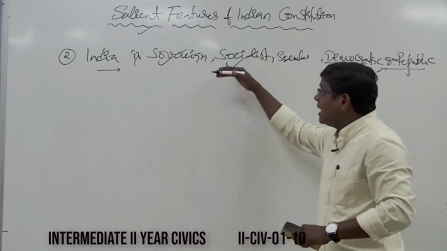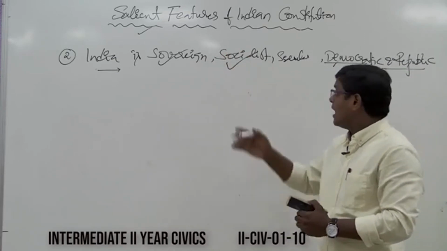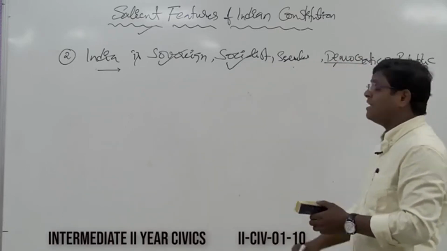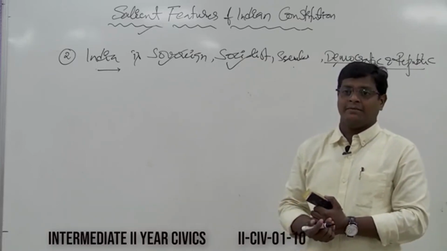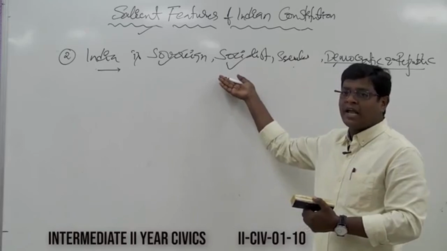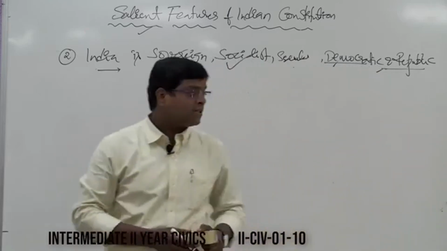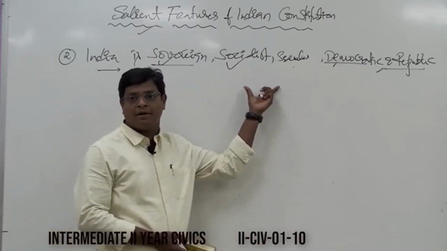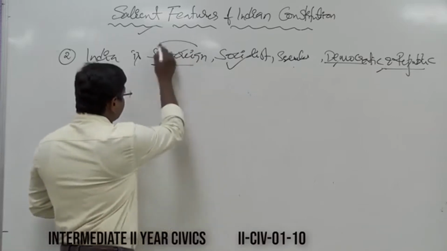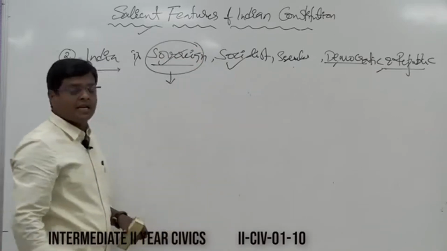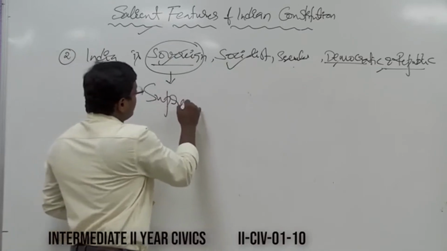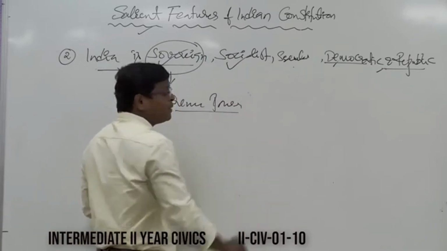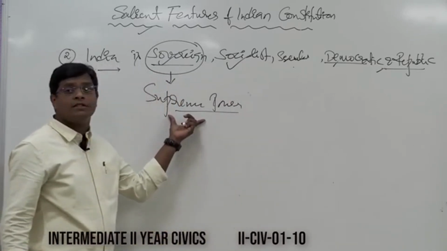So what does it mean? India is a sovereign country, a socialist country, a secular country, a democratic country, a republic country. It is the nature of the Indian nation. That's why we have to mention at least one line for each and every word mentioned in our preamble. So what is meant by sovereign here? Sovereignty means supreme power. You studied this in first year. Sovereignty means supreme power. This power is vested with India.